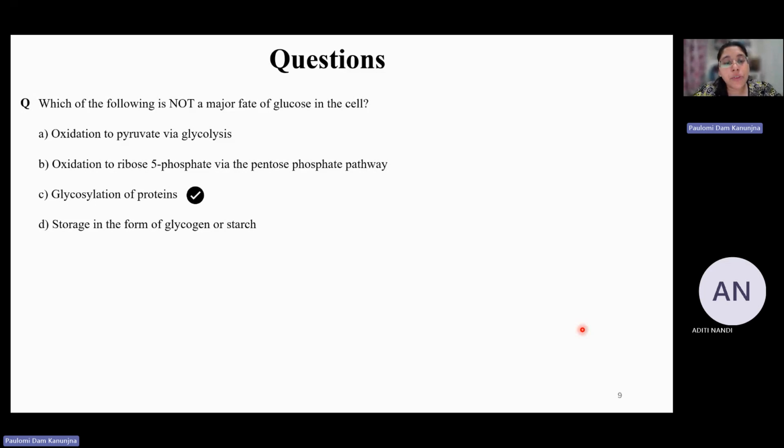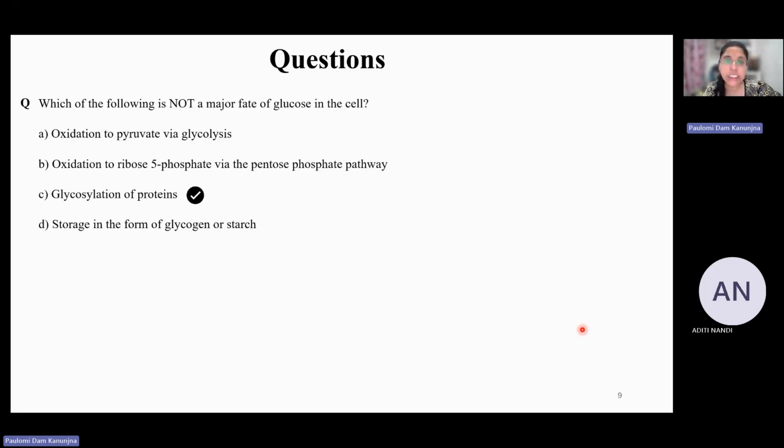The next one here is storage in the form of glycogen, which is the opposite. If you are not using glucose, you are storing it as glycogen for further use. So that's also a major fate. Either it is being used up or it is being stored. But glycosylation, as we have already looked into, is basically when a sugar molecule is added to a protein. And that sugar adding is not a major fate of glucose. So glucose-derived sugars are definitely used in glycosylation, but when you take in glucose, that is not a major fate. That's one of the uses of glucose, one of the ways that glucose is used, but not one of the major fates of glucose in the cell.